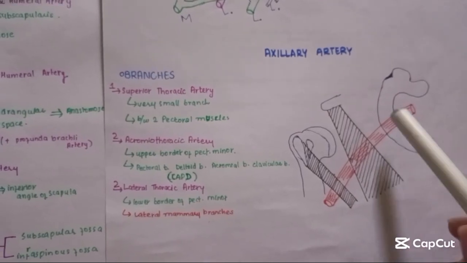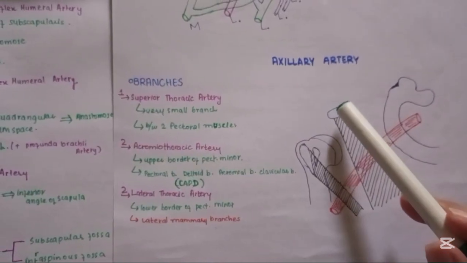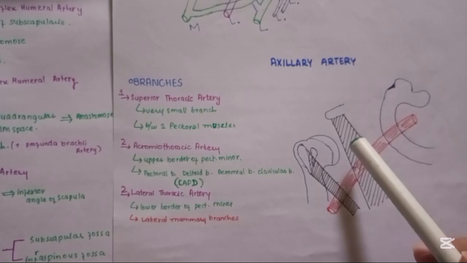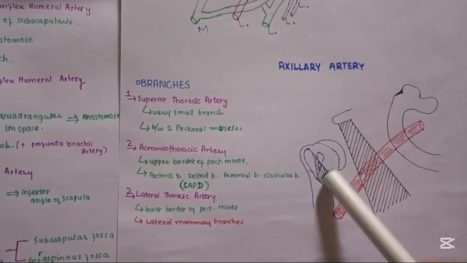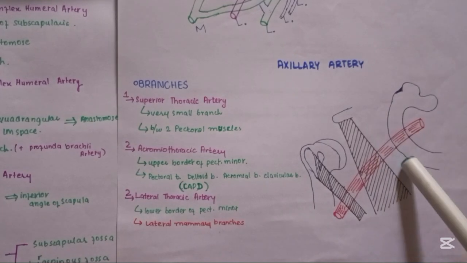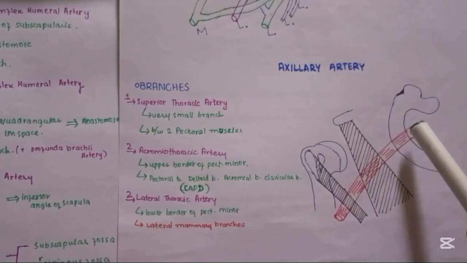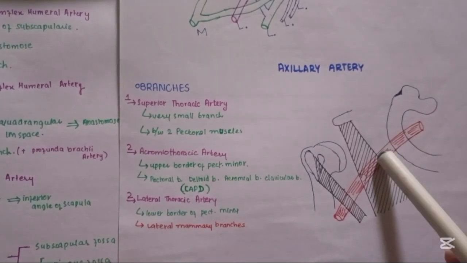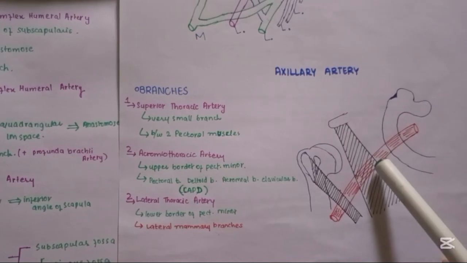This is your first rib, and here this is your coracoid process that is giving rise to a muscle that is your pectoralis minor muscle, and this muscle is teres major muscle. So this artery before the outer border of first rib, this is your subclavian artery, and after it passes through the outer border of first rib, it becomes your axillary artery.